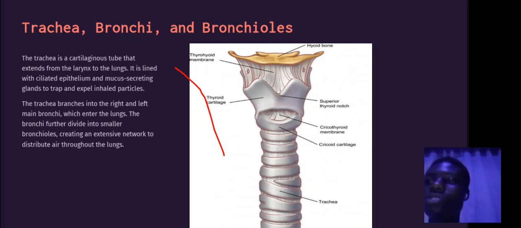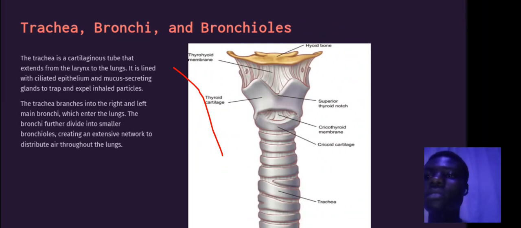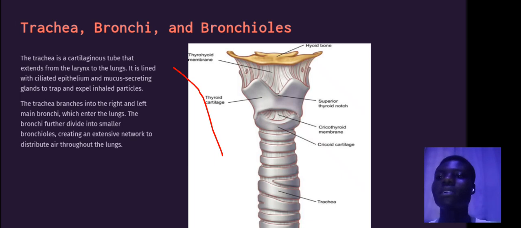The trachea is a cartilaginous tube that extends from the larynx to the lungs and is lined with ciliated epithelium and mucus-secreting glands to trap and expel inhaled particles. So it has what we call the ciliated epithelium and the mucus-secreting glands. They secrete the mucus to trap dust and other things that are associated with the air we breathe.